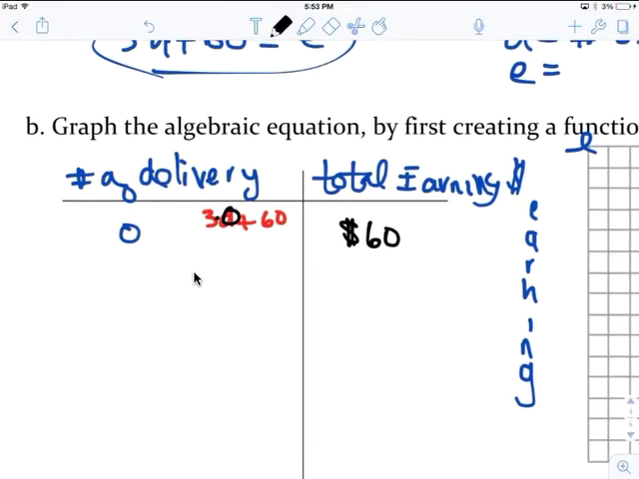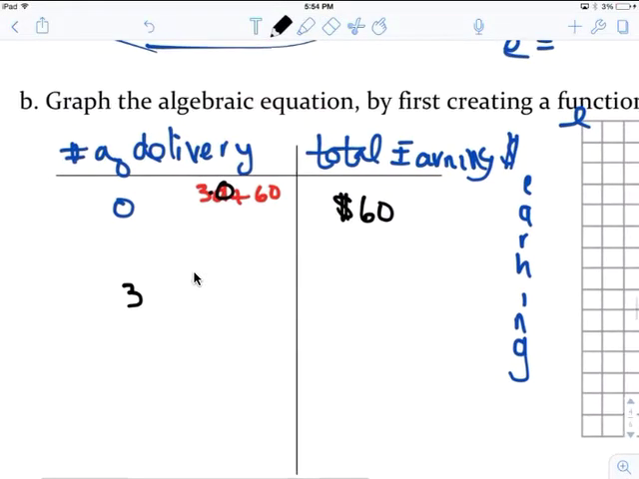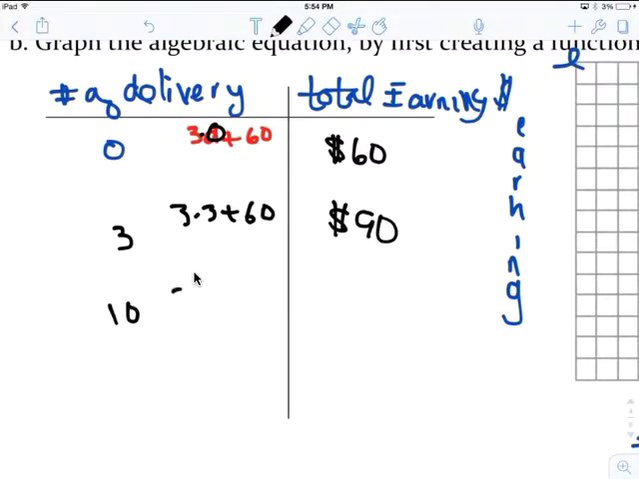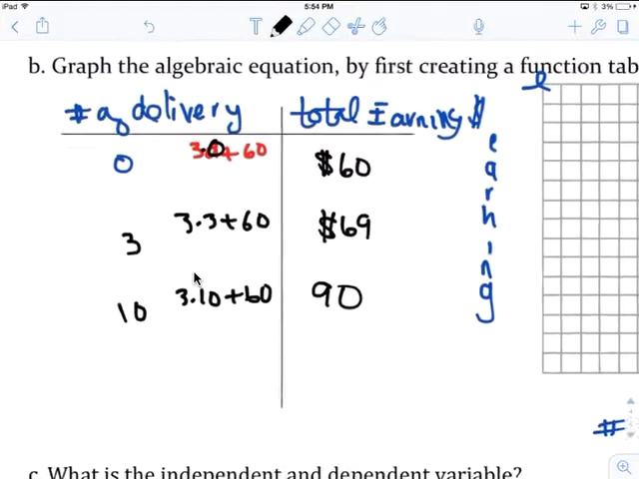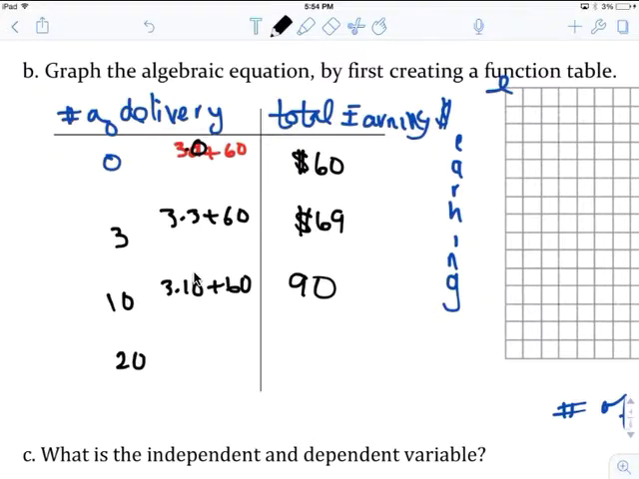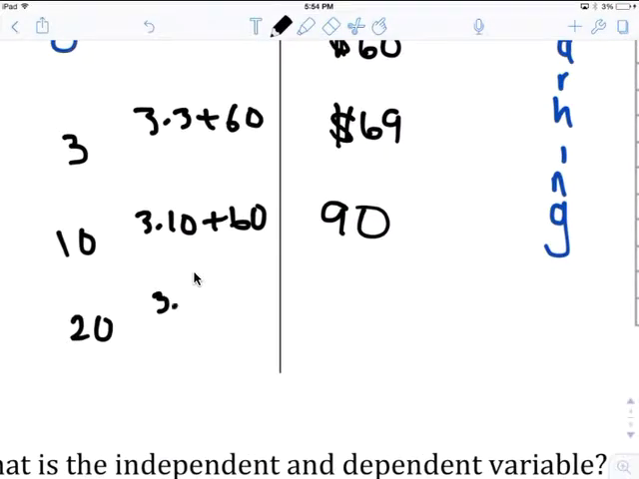Let's say you made 3 deliveries. 3 times 3 plus 60 is $69. Made 10 deliveries, that's $90. And one last one, let's say 20 deliveries. Three times 20 is 60, plus 60 is $120.